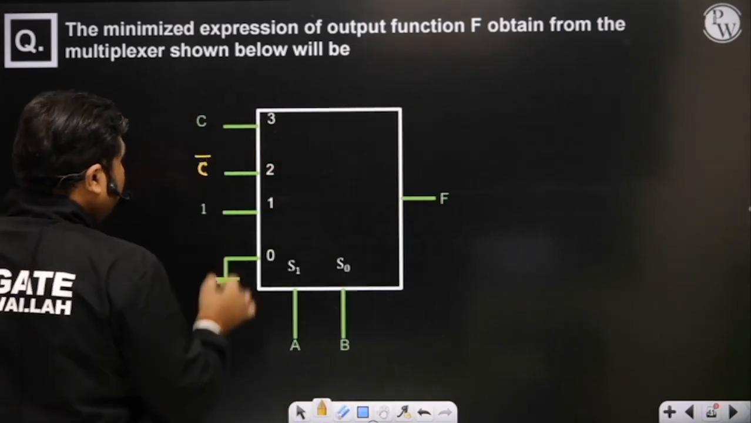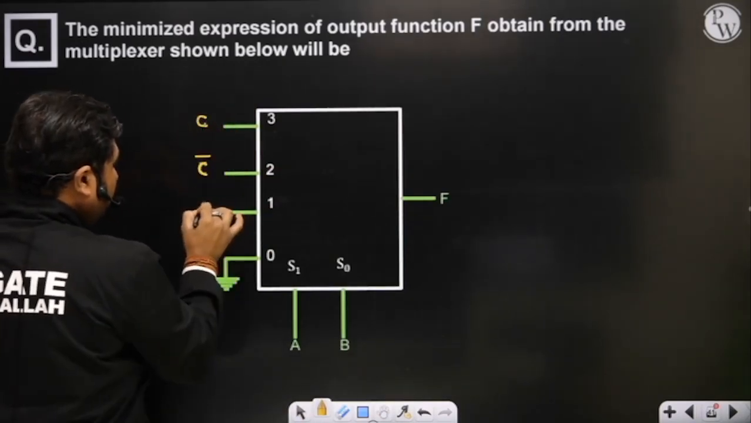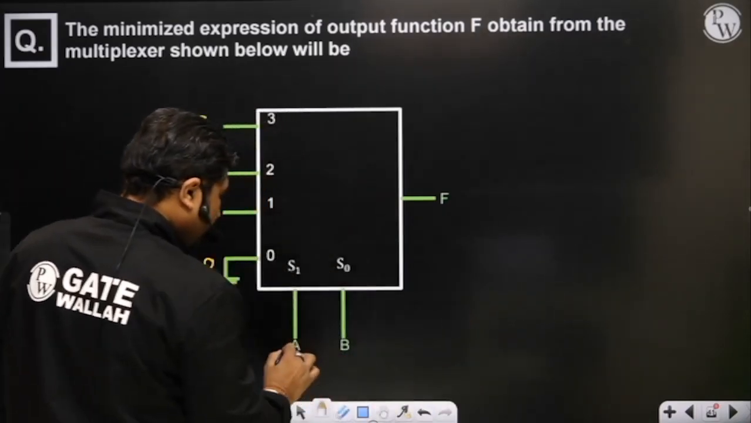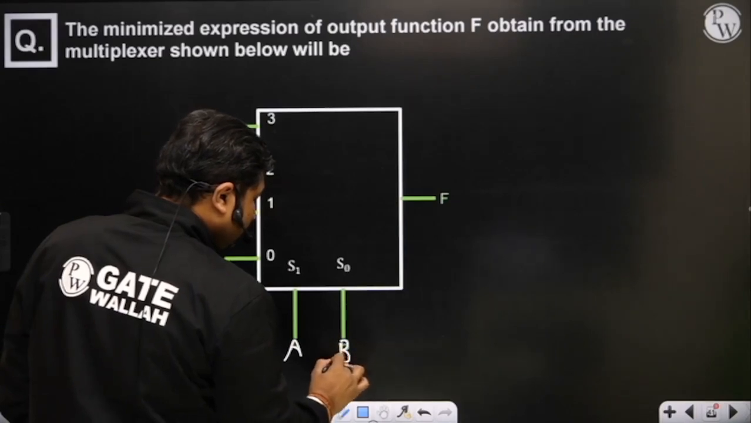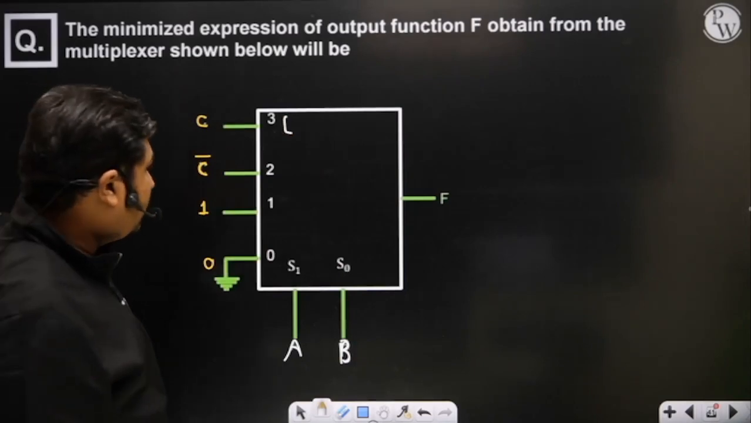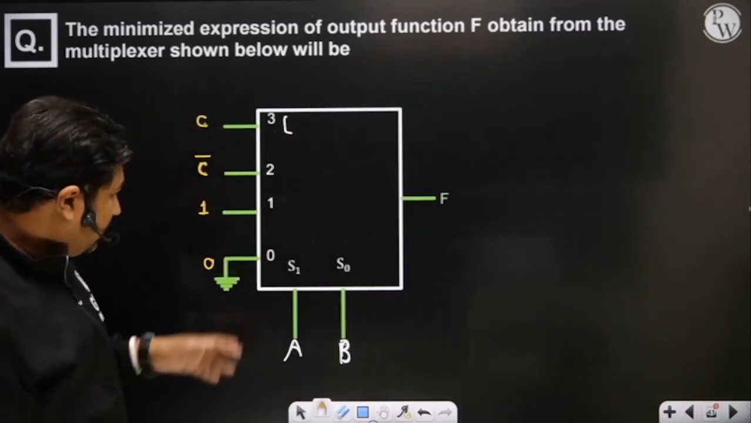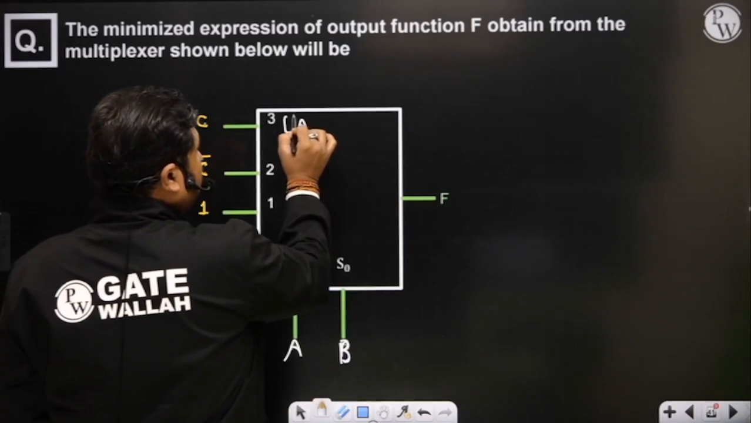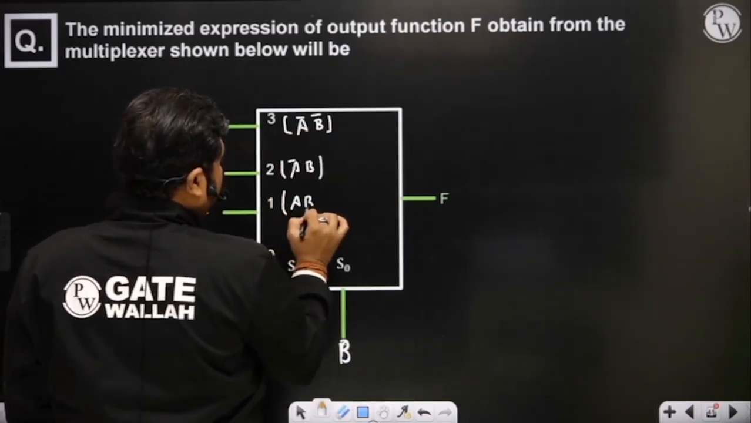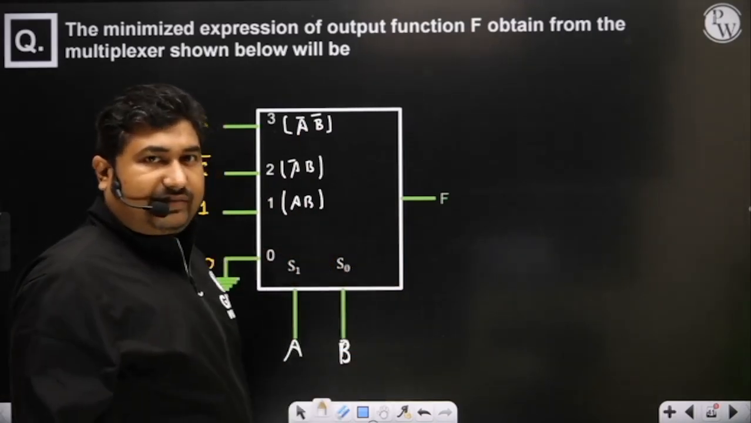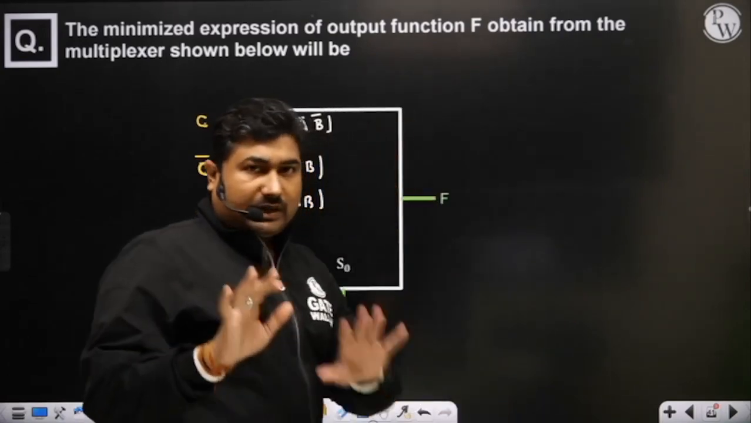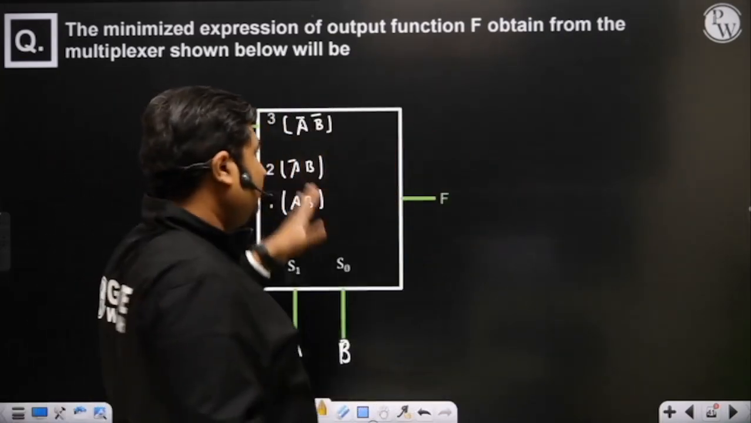Great, sir. Now please observe here. This is your C bar. C bar and 1. This is grounded. Grounded means logic 0. We have A B on the select line. So this is going to be the output function F. Now most of the students make a mistake here. A student thinks, sir, we will put A bar B bar, A bar B, A B and so on. If you are going to do it this way, what happened? Please see, it's wrong. Don't write. I am doing it wrong. But let's see what happened.